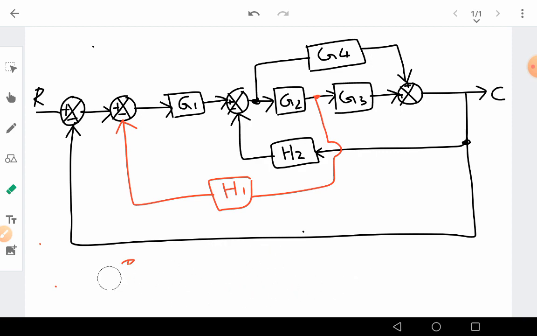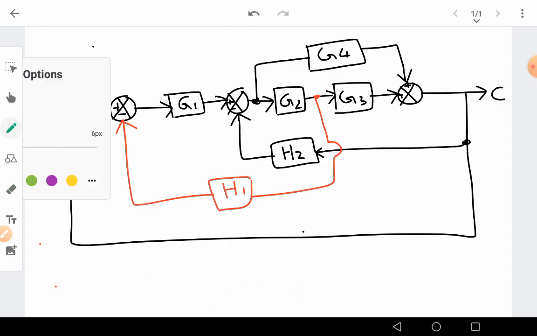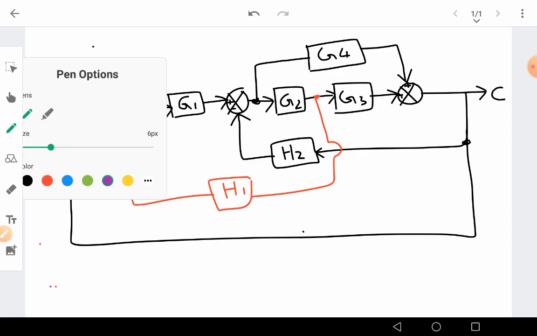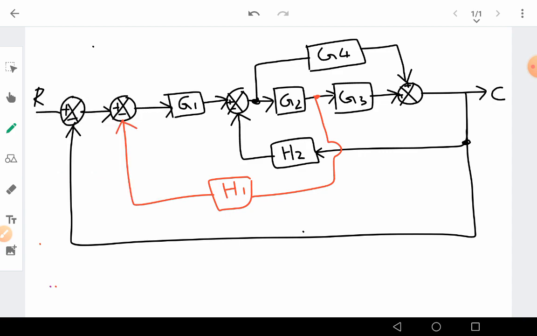So how to begin? I'll write the question here. The question is: reduce the block diagram. Use the block diagram reduction techniques to find the closed loop transfer function. For the given closed loop, we need the closed loop transfer function. This is the question.